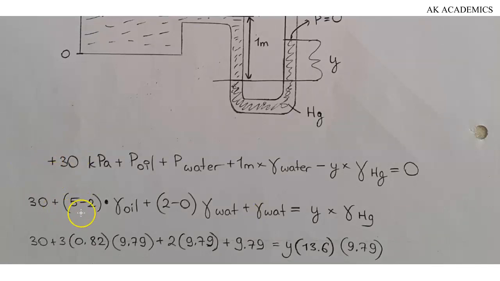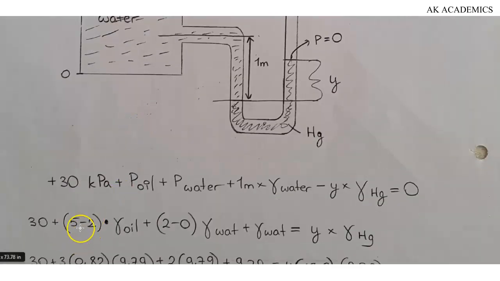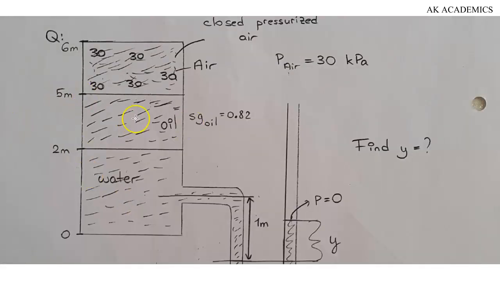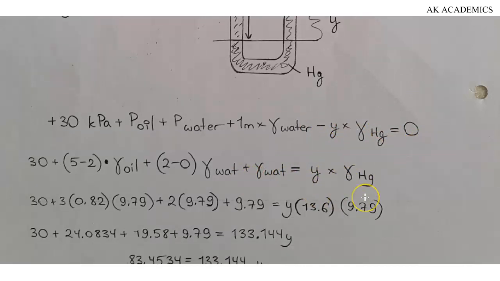We have 30 plus the pressure of oil, which will just be specific weight of oil multiplied by the height of oil. So the height of oil is 5 minus 2, as you can see. So that becomes 5 minus 2 multiplied by specific weight of oil, plus 2 minus 0 multiplied by specific weight of water that we do have here, plus 1 times specific weight of water, which will still give us specific weight of water here. Equal to, if you take this entire expression to the other side, y multiplied by specific weight of mercury.